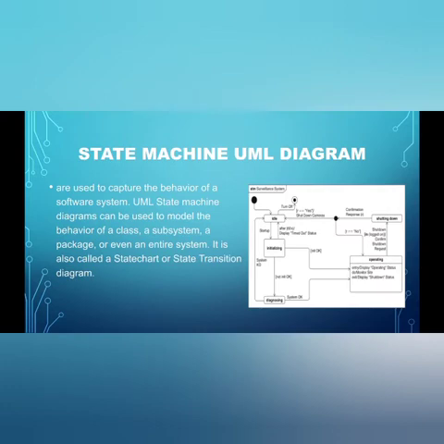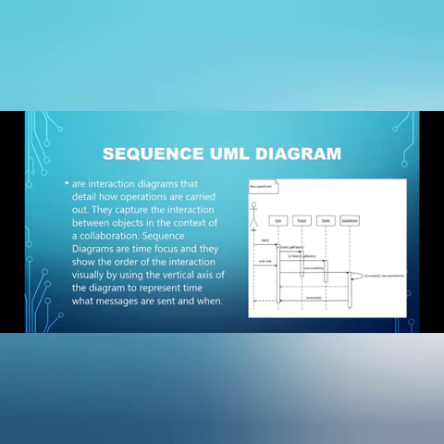State machine UML diagrams are used to capture the behavior of a software system. UML state machine diagrams can be used to model the behavior of a class, a subsystem, a package, or even an entire system. It is also called a state chart or state transition diagram.